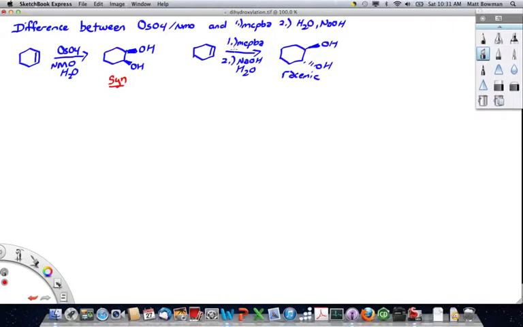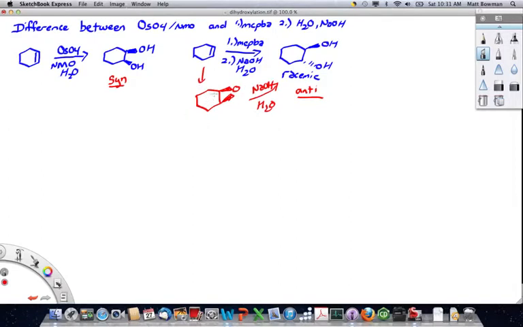The other method of adding two OHs is simply changing your alkene to an epoxide, and then opening that epoxide in the presence of water in either an acid catalyst or base catalyst to give you the two OHs on adjacent carbons. And this results in an anti-relationship of the two OHs. So these two methods complement each other quite nicely.